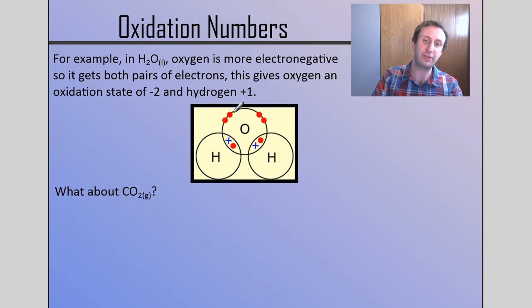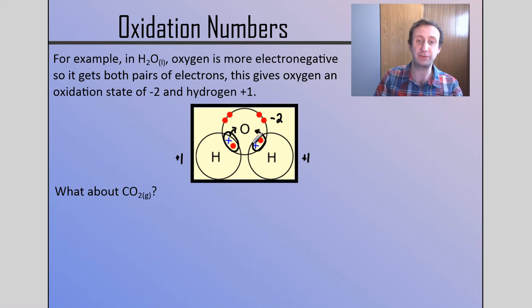So if I take a look at oxygen and hydrogen, these two electrons that are in this covalent bond belong more to oxygen than they do to hydrogen. So we're going to give them to O for the oxidation number. And same for this one right here. We're going to give it to O. So what that means is that hydrogen is left with an oxidation number of +1 for both of the hydrogens. Both of these are +1. Oxygen ends up having an oxidation number of -2.